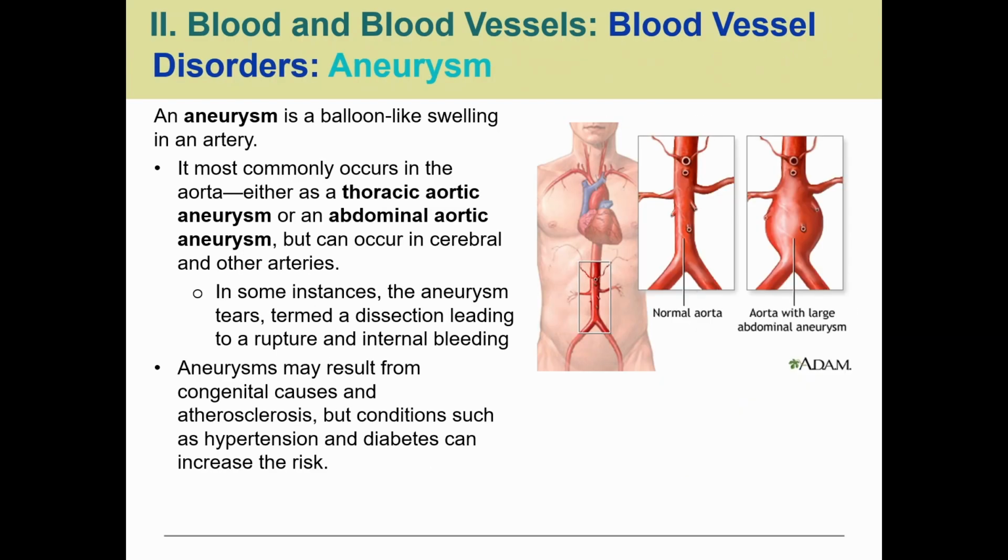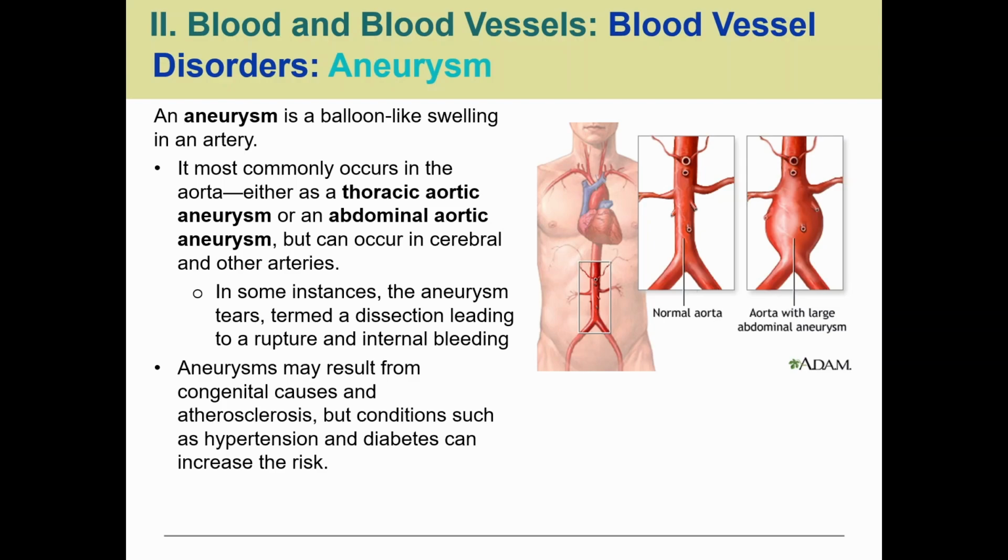Now, what can go wrong? The blood vessels can experience physical changes like a stretching or balloon-like swelling. This is called an aneurysm, where the blood vessel walls are basically not holding out. They're not able to push back, and so they balloon outward under pressure. Sometimes this can lead to what we call dissection, where the aneurysm rips open, and this leads to internal bleeding.